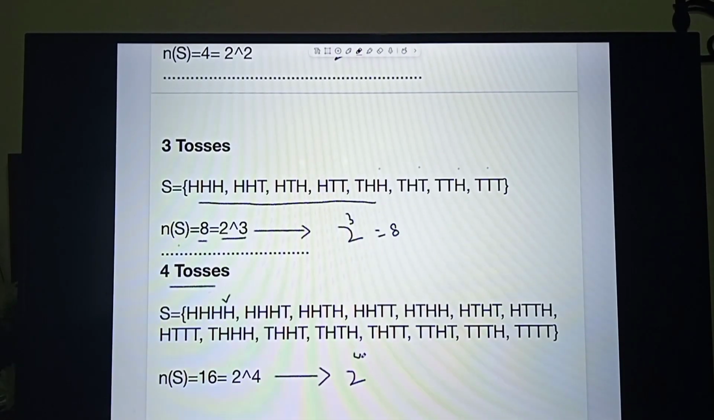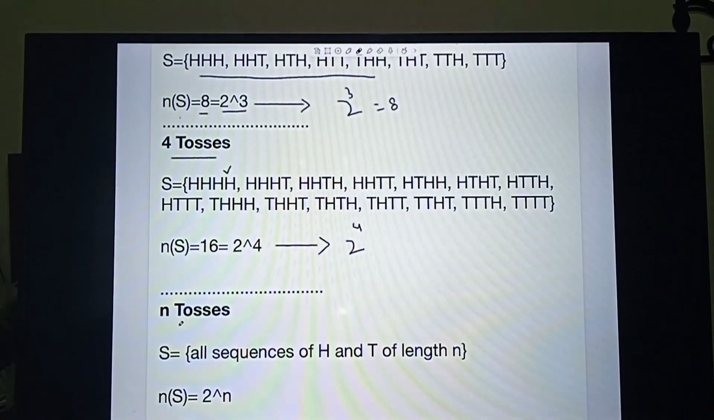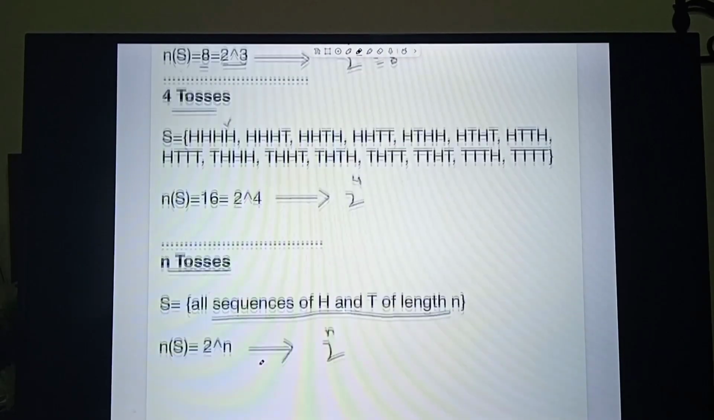Now when you continue this procedure, on n tosses you will get all sequences of heads and tails of length n, and the number of possible sample points in the sample space will be 2 to the power n. Now listing this is almost complicated or impossible.